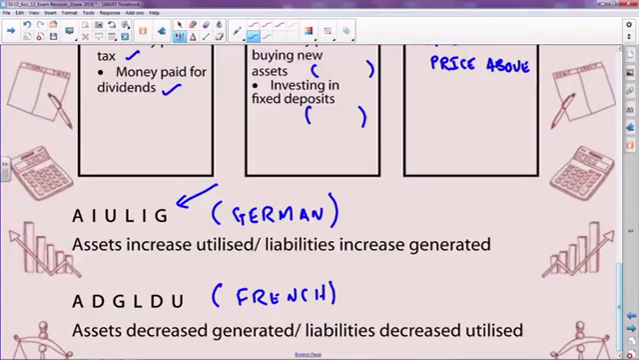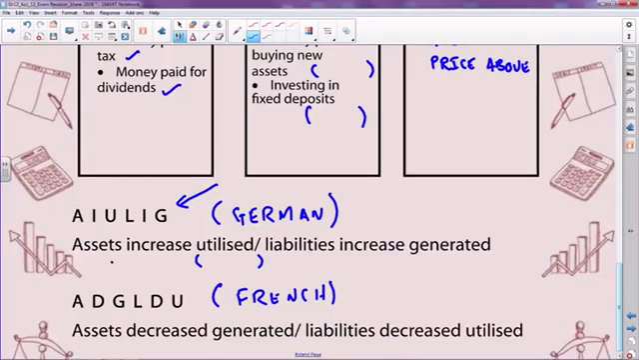Ayulir. What does it mean? It means when an asset increases in value, we are utilizing funds. Do you recall the utilized tells you that that figure will be in a bracket to indicate an outflow of funds. And when a liability increases in value, we are generating funds. That means that funds are flowing into the business. Got it? Okay. What about my French friend?